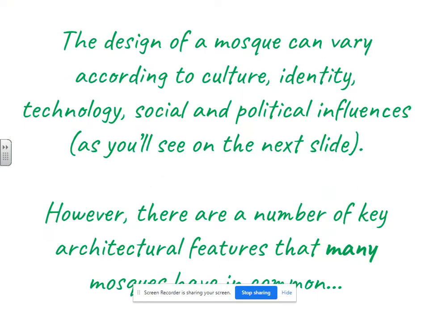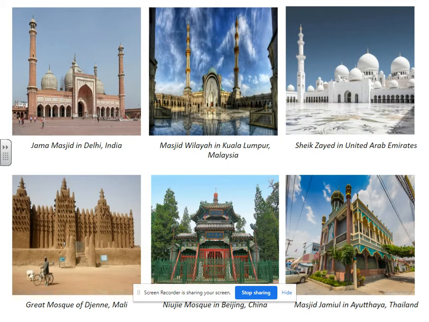Now, the designs of a mosque can vary according to culture, identity, technology, social and political influences, as you'll see on the next slide. However, there are a number of key architectural features that many mosques have in common. Here, I've put together a selection of different mosques from around the world, and you'll start to see and identify some similarities, but also some stark differences in the architectural design.